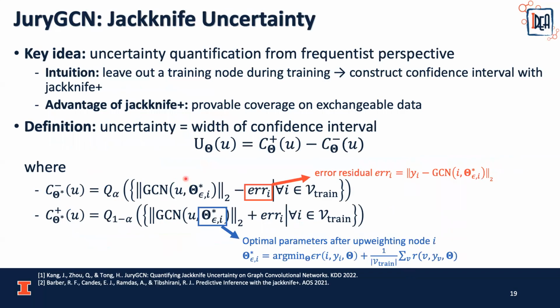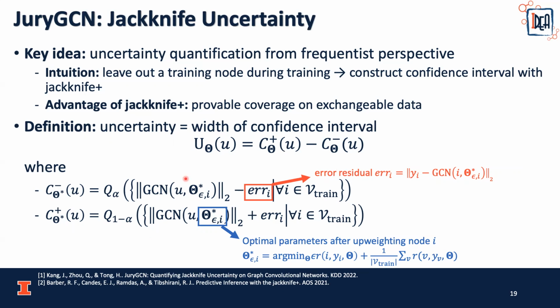And our key idea to solve this problem is to quantify the uncertainty from the frequentist perspective rather than the Bayesian perspective. The intuition of this frequentist perspective is to see how the model predictions would change if we change the training set by removing a training node. Then we can construct a confidence interval for each node with a Jackknife estimator called Jackknife Plus, which can provide a provable theoretical guarantee on exchangeable data.